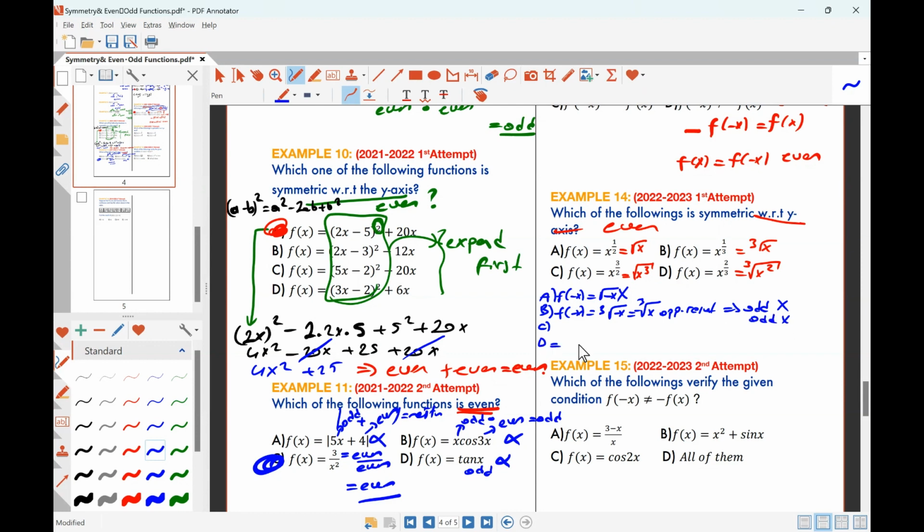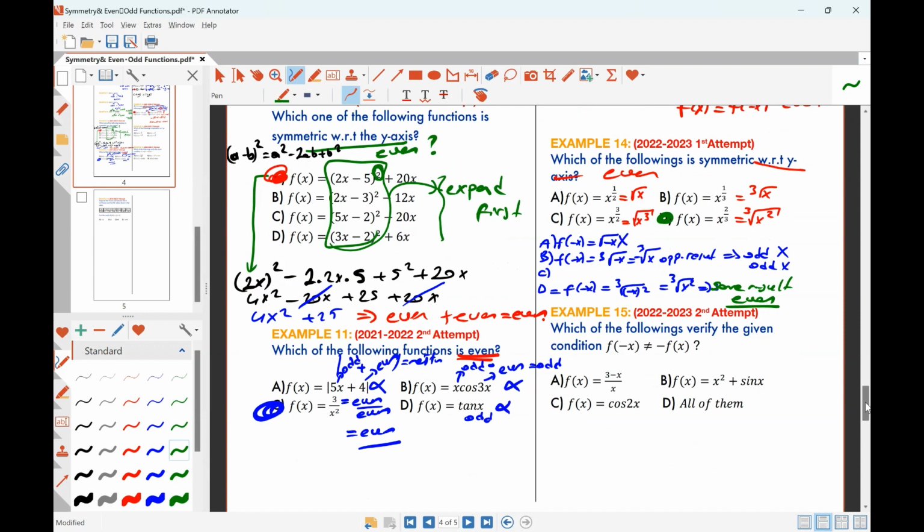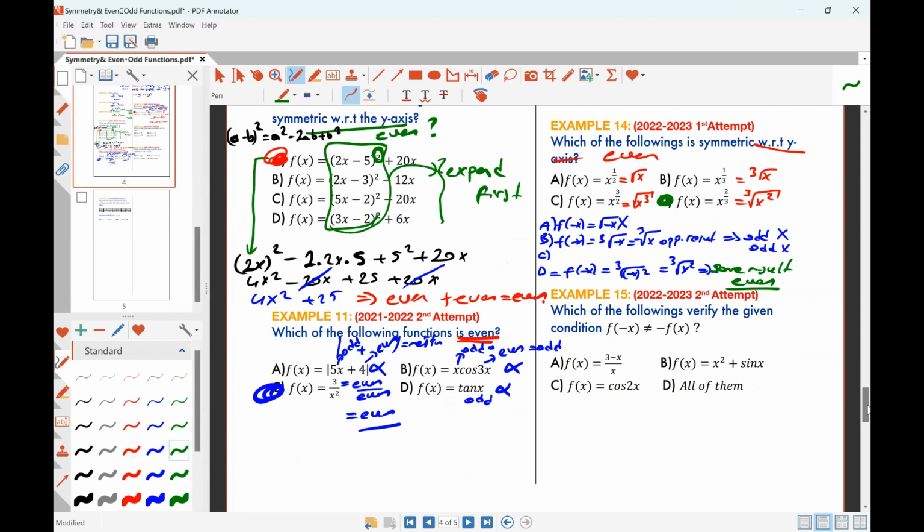Option D, on the other hand, f of minus x, replacing x with minus x will give you the same result because minus x squared is the same as plus x squared. So we have cubic root of x squared, the same result. Same result means we have an even function. So option D is even. This is a pretty nice and easy question. You can solve it at first sight after you study chapter 3.